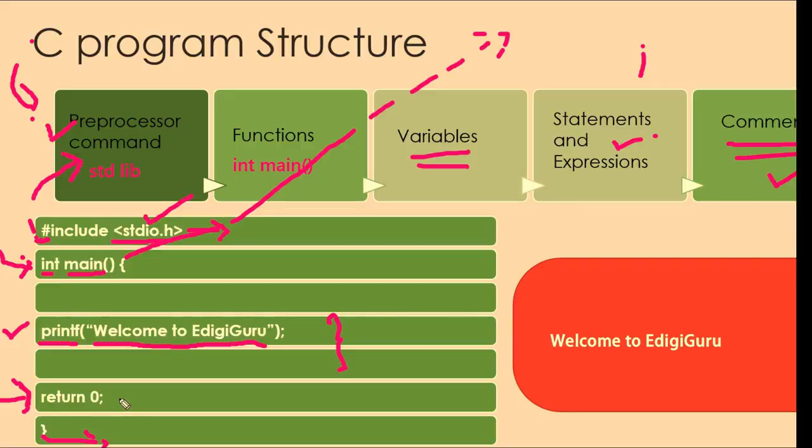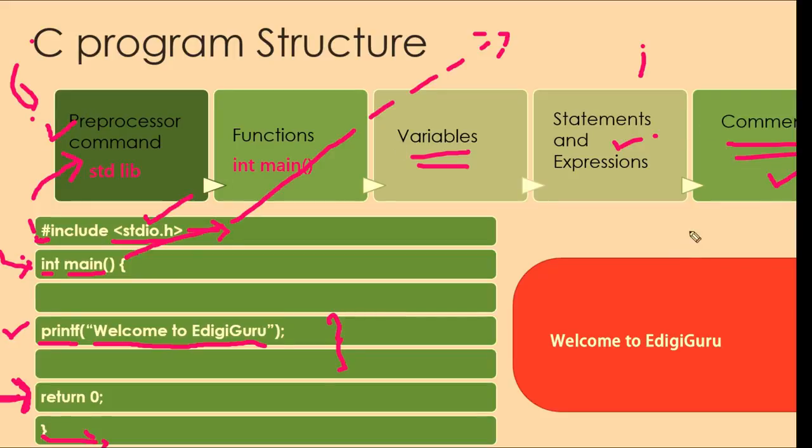Whereas in case of C++, we do not require to explicitly specify this return 0, because even if we do not add this return 0, the compiler will automatically add it for you. So no need to write this return 0 explicitly in C++. But in case of C language, we need to specify this return 0 terminated with a semicolon before the closing brace of the main function. So in this way, the C program structure contains these components.